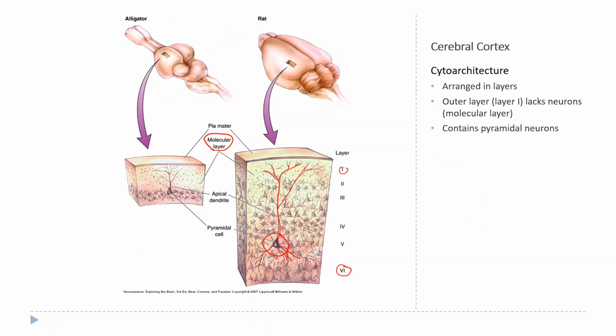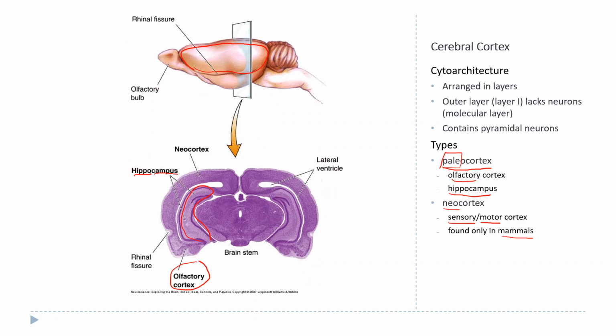Whereas if you look at, say, an alligator brain, you can see the cortex overall takes up a much smaller proportion of brain volume. Most of that, again, is what we would call paleocortex. And other parts of the brain take over the sensory and motor functions.